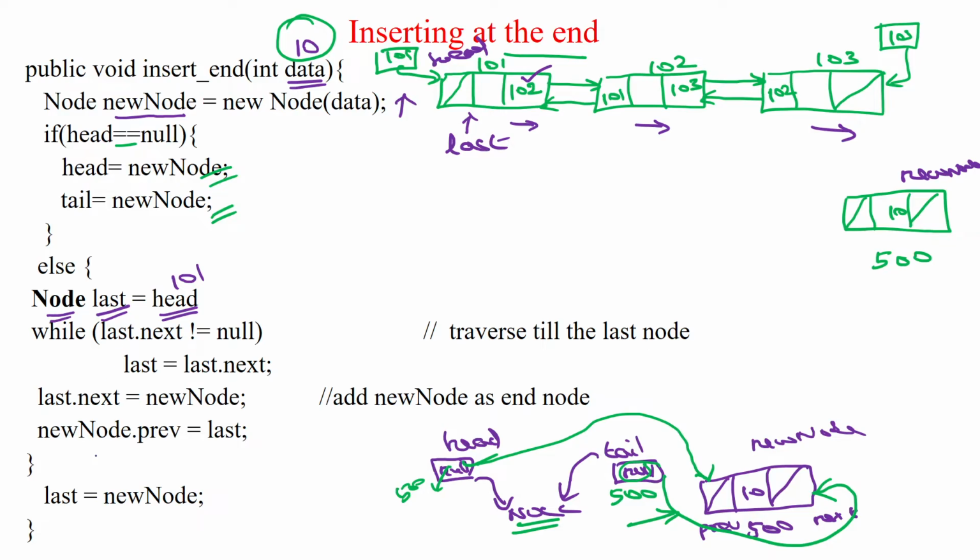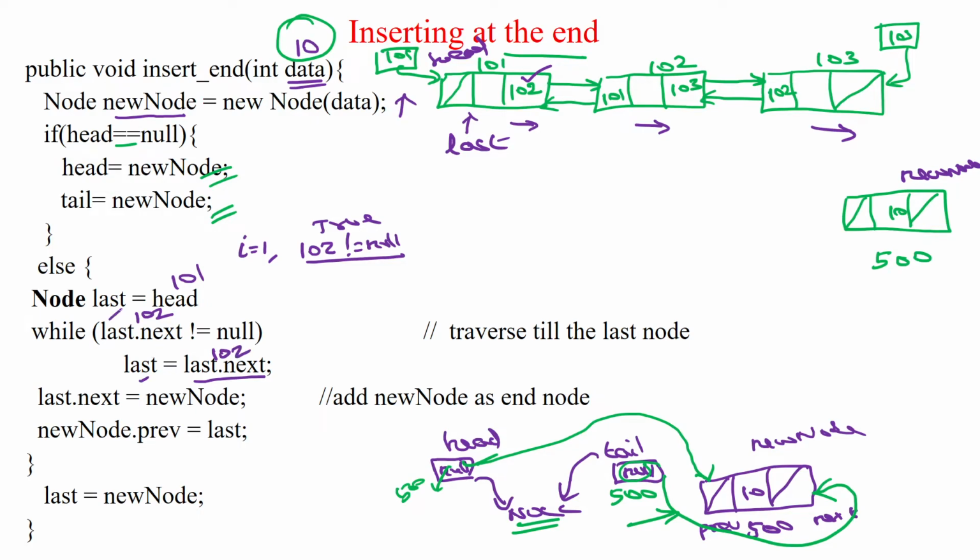So 102 is not equal to null. We are checking the next address field. In iteration number 1, last.next is 102, not equal to null. This condition is true. So if it is true, we assign last.next to last. What is last.next? Last.next is 102. So 102 is assigned to last.